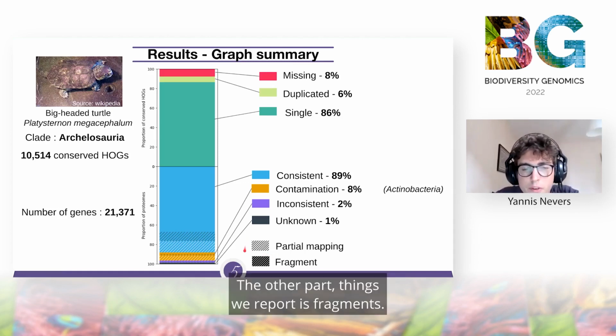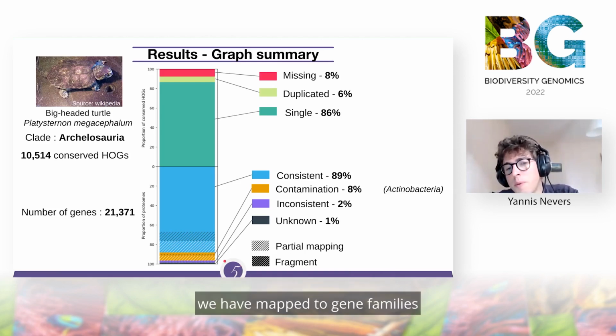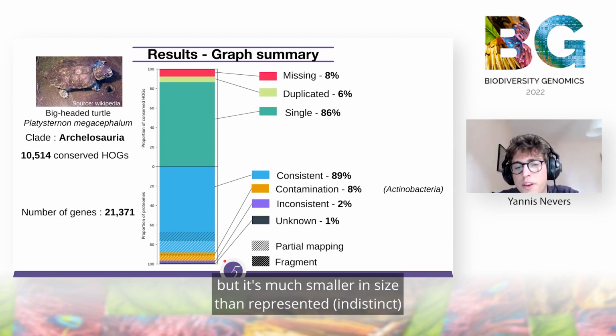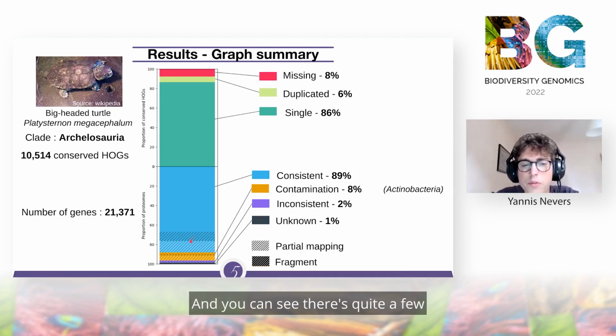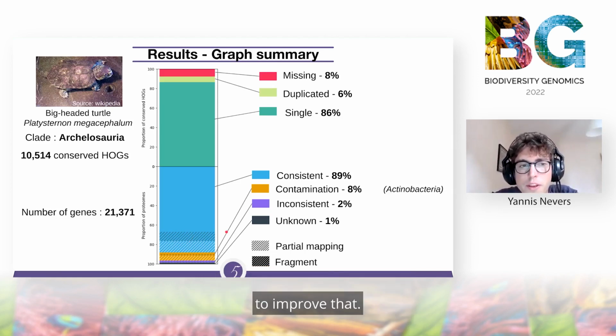The other thing we report is fragments. That means when we have a protein that maps to a gene family, but it's much smaller in size than the representative from it. And you can see here, there are quite a few of these, probably meaning there's still work to do to improve that.